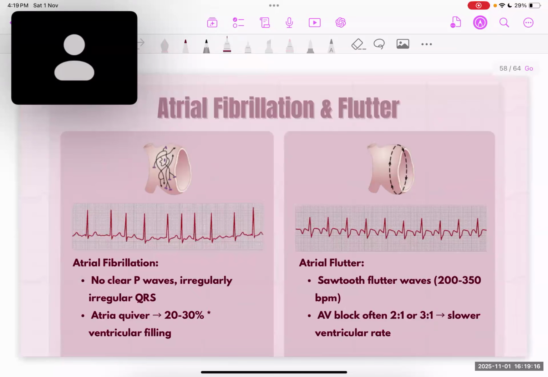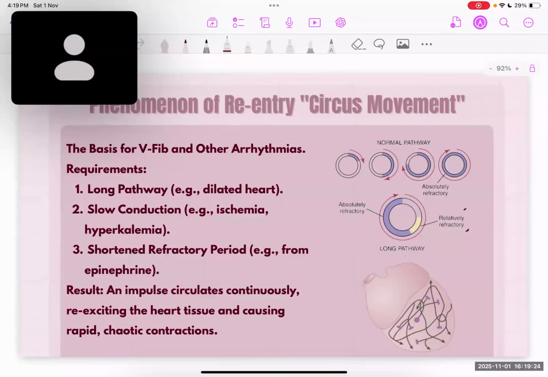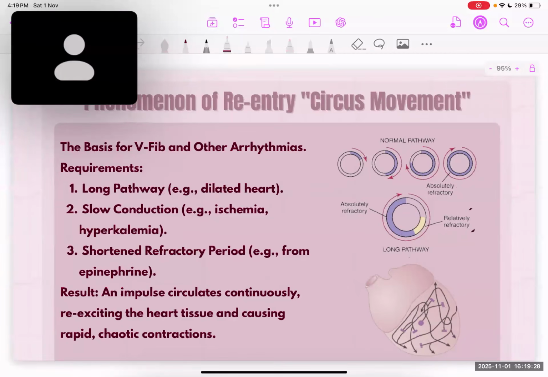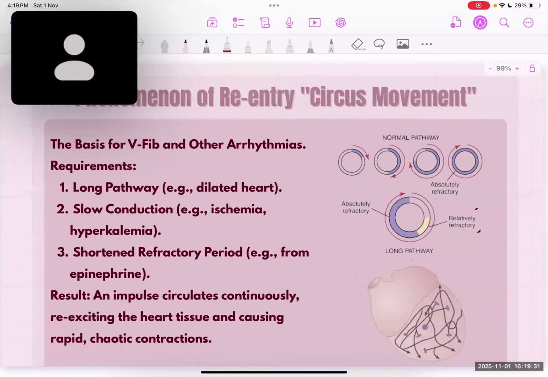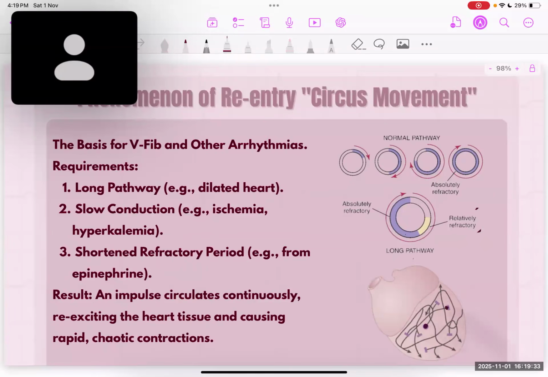Okay, now we're going to talk about atrial fibrillation and flutter. These are two very different things. Let's start with fibrillation. We have circuit movements, and it's chaotic. Can you see these small dots here?